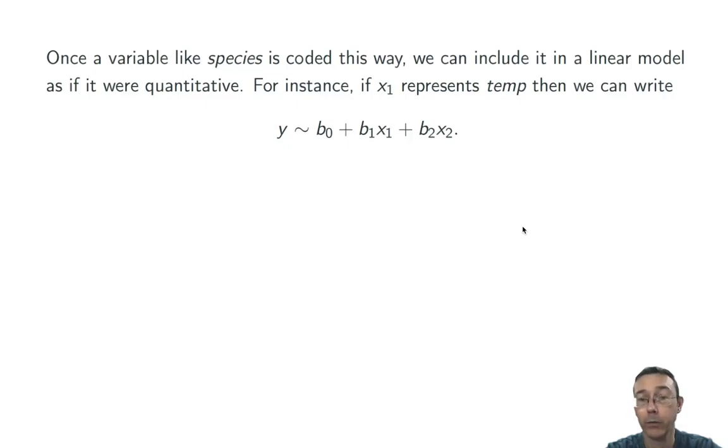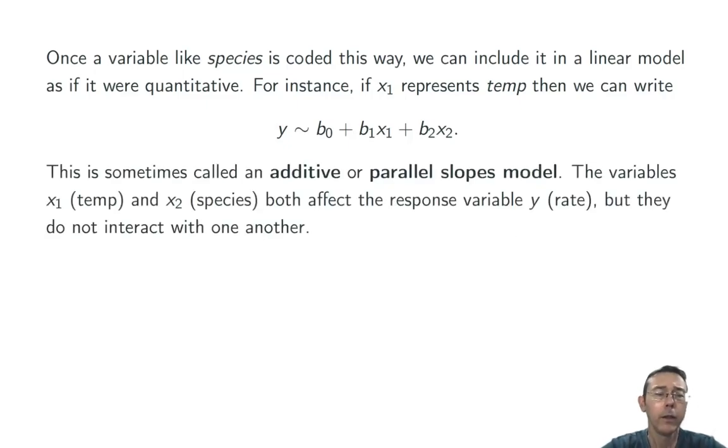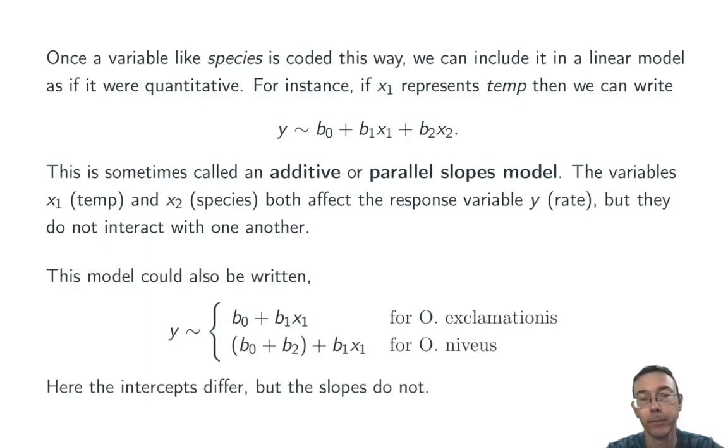So here x1 is representing temp. It's representing our quantitative variable, just like always. This gets called an additive or parallel slopes model because we are going to have the same slope for each of the two different levels of our factor variable. It gets called additive because the temp and species variables here are not interacting in any way. They're both affecting the response variable independently of one another. Again, in my next vid, I'll add in an interaction term.